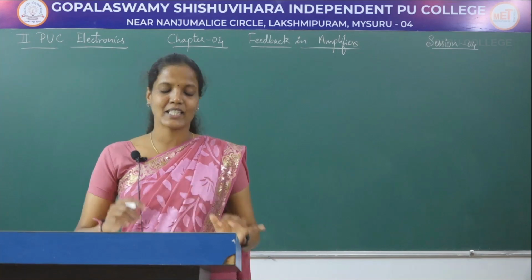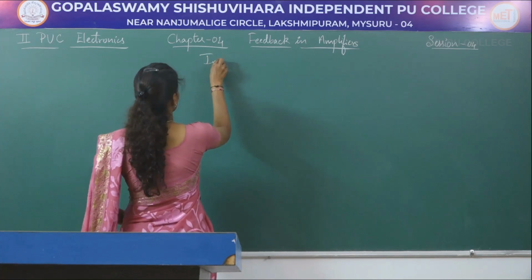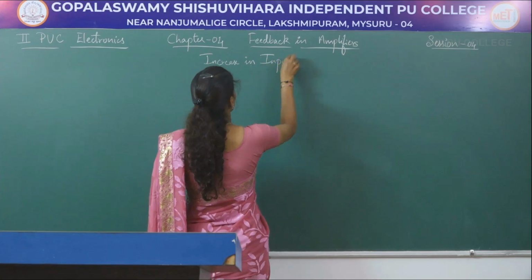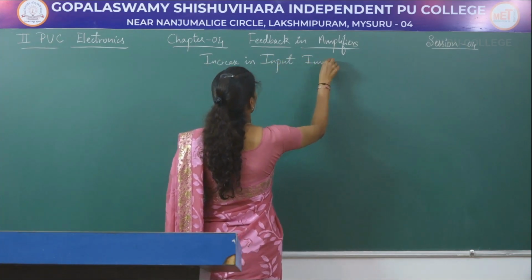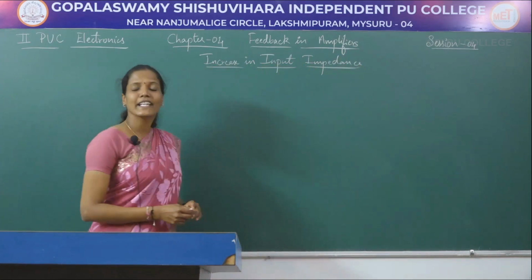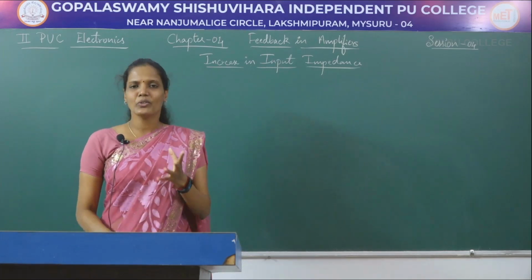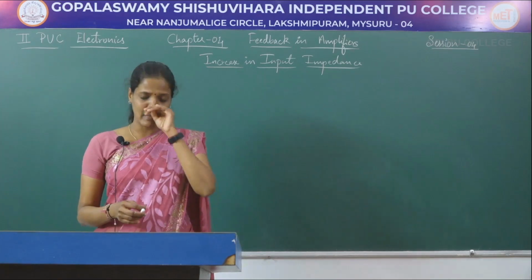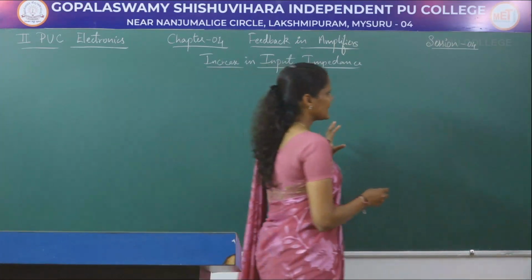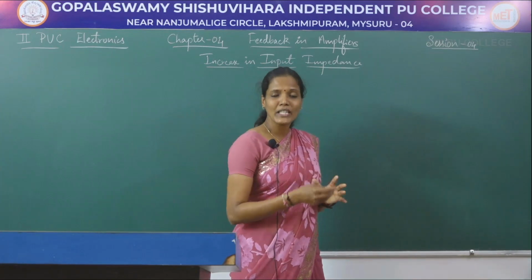So let's begin this session with the increase in the input impedance. We know that the input impedance for an amplifier circuit must be high. So, in order to increase the input impedance of an amplifier circuit, we are going to use a voltage series negative feedback circuit, and with the help of a voltage series negative feedback circuit, the input impedance of a circuit will be increased.